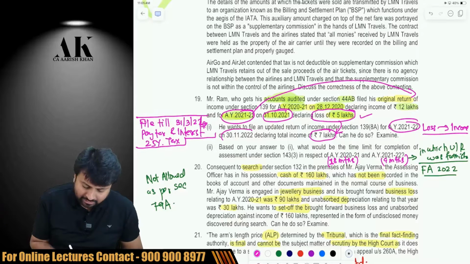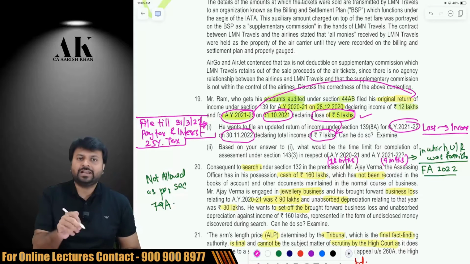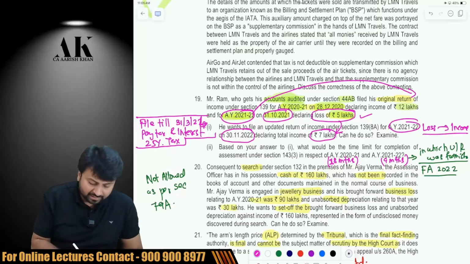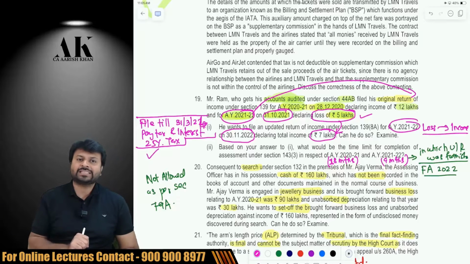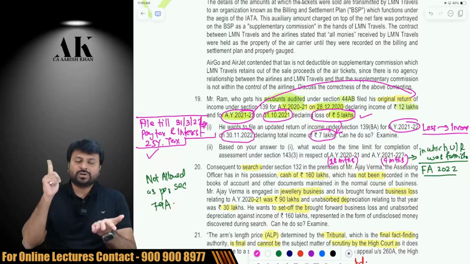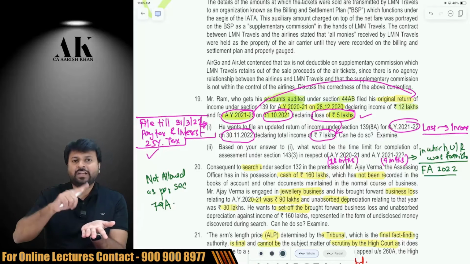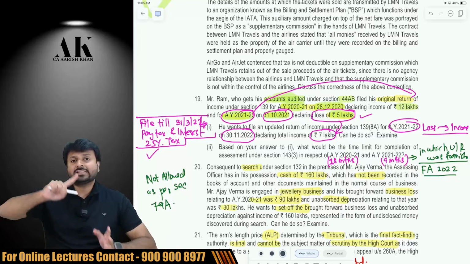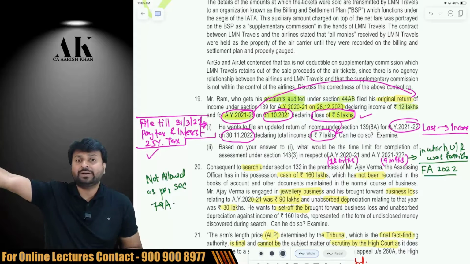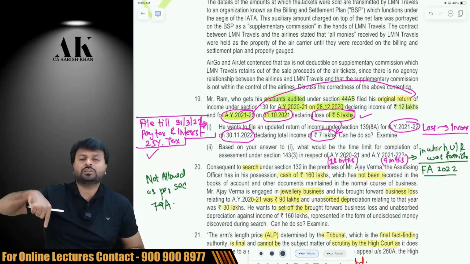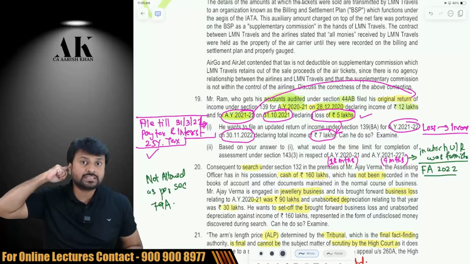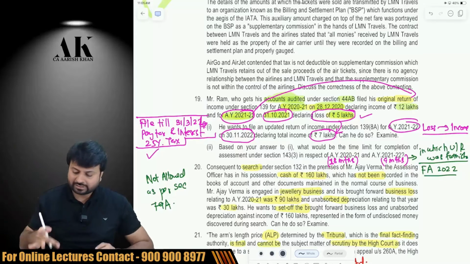Now the assessee is filing on 30th November, and because the assessee is filing in the immediate 12 months, the assessee will be liable for 25% additional tax on tax and interest. So the assessee has to pay tax, has to pay interest, and then on tax and interest, it has to pay 25% additional tax. If the assessee would have filed the return in the last 12 months, that is after 31st March 2023 but before 31st March 2024, then the assessee would have to pay 50% additional tax in this particular case.